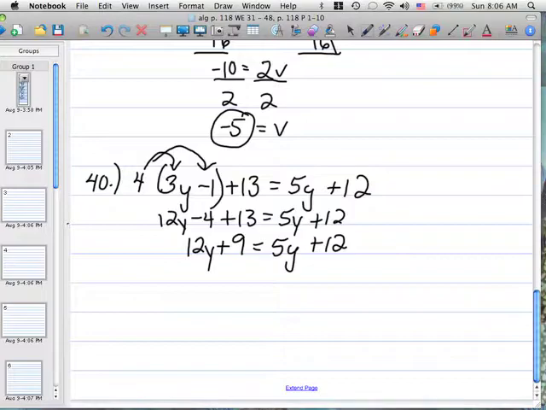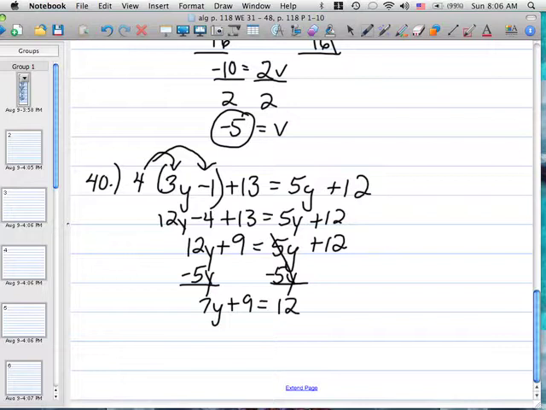The variables are on both sides. There's more of the 12y, so I'm going to try and keep things positive. I'm going to subtract the 5y from the right. So that makes 7y plus 9 equals 12. Two-step problem, undo the addition of 9 by subtracting 9. So I get 7y equals 3.